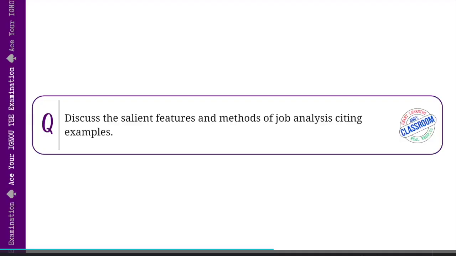Now, coming to the methods of job analysis. First method I want to talk about is the Position Analysis Questionnaire, PAQ. It is a structured survey that quantifies job content. The second is Functional Job Analysis, or FJA. It identifies the key tasks and their relative importance. It is great for complex jobs, basically.